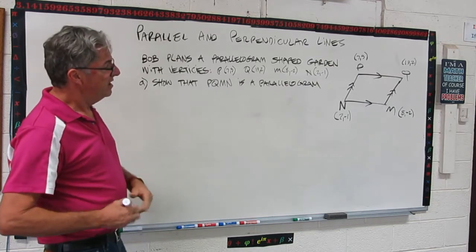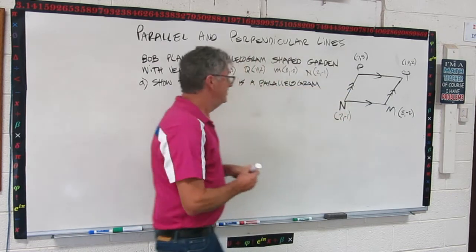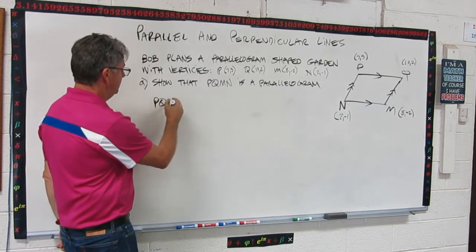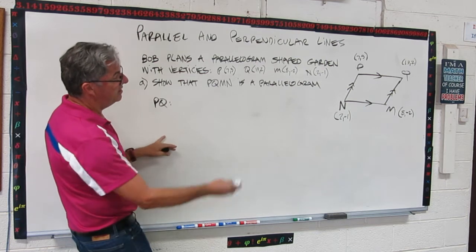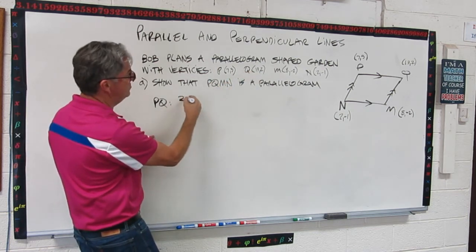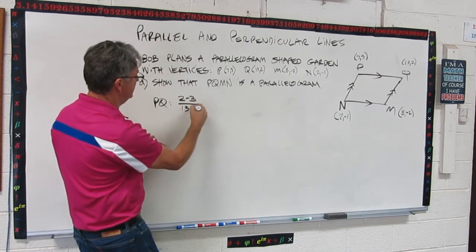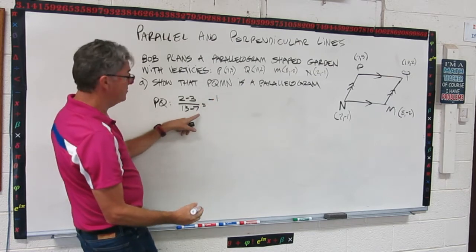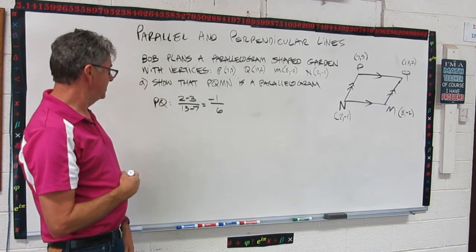So the first thing, I'm going to try to find out if PQ is parallel to MN. So I need the slopes of both of those. So PQ, the slope of that is going to be y2 minus y1 over x2 minus x1. I'm going to use (13, 2) as my second point. So it's going to be (2 minus 3) over (13 minus 7). 2 minus 3 is -1. 13 minus 7, what do I get? I got 6. So that slope is -1/6.